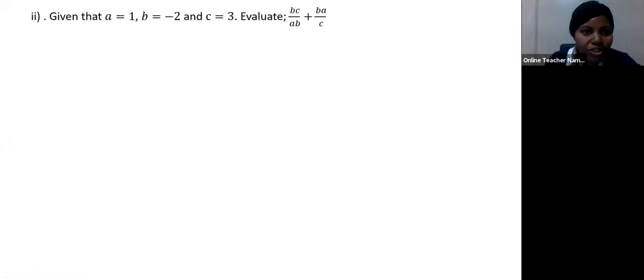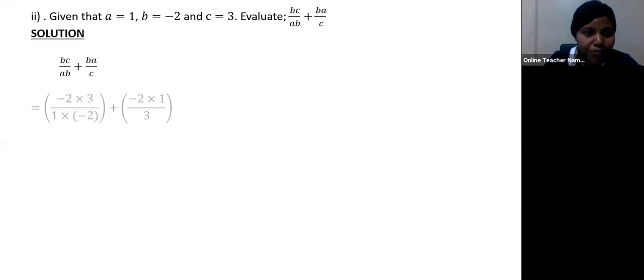So that's our last question. We have given that A equals 1, B equals -2, and C equals 3. Evaluate BC over AB plus BA over C. I'll read that again. Given that A equals 1, B equals -2, and C equals 3, evaluate BC over AB plus BA over C.